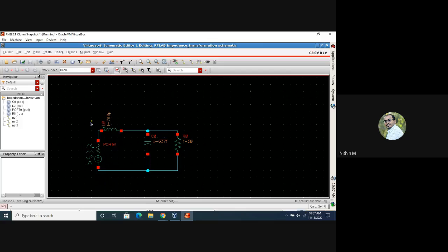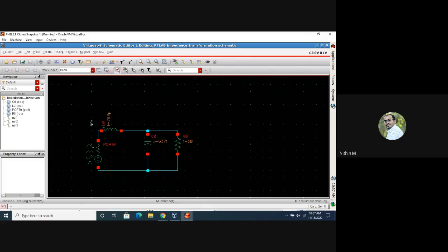Now, since I need to transform from 50 to 25, the Q factor is root of 1, which is close to 1. So then I have to go with the exact formula, and when I use that, I arrived at these capacitor and inductance values. The capacitance value is 637 femto, which is 0.637 pico, and inductance is 796 pico, which is equal to 0.796 nano. Right. So I have used the same inductance and capacitance values.